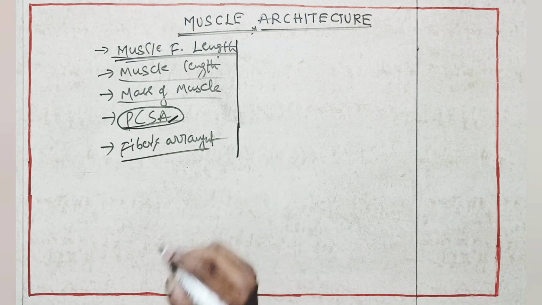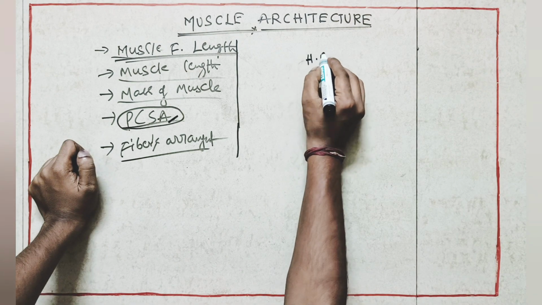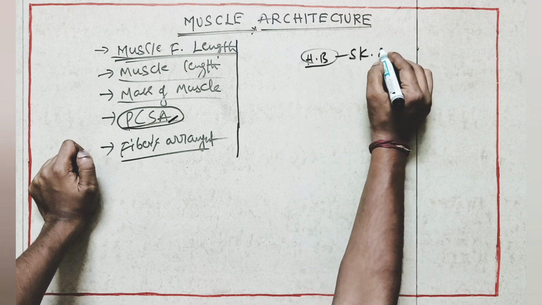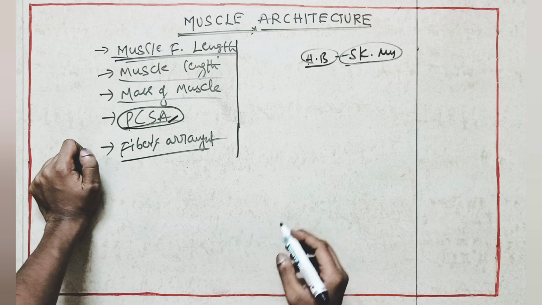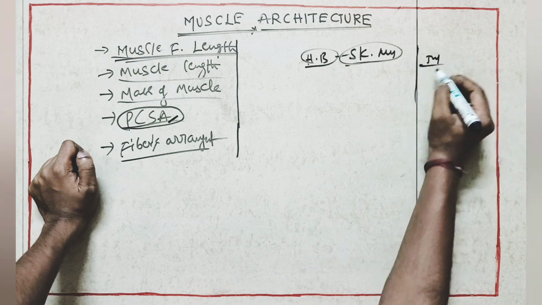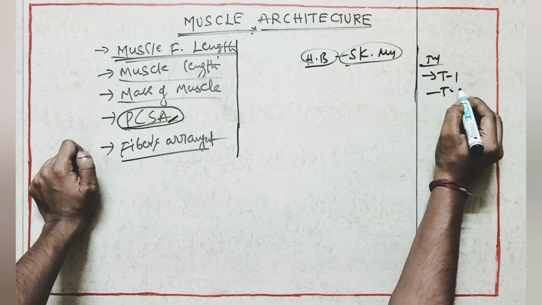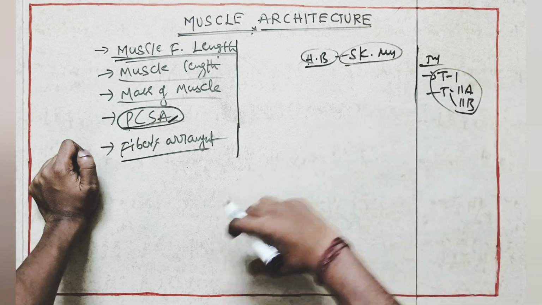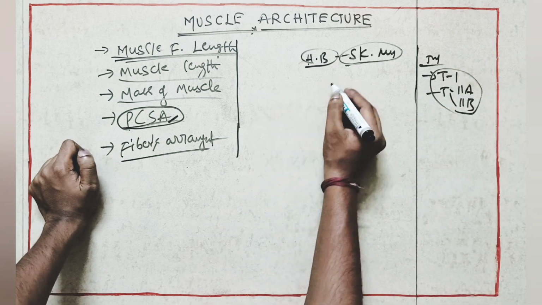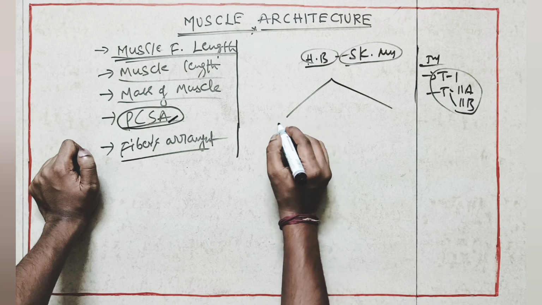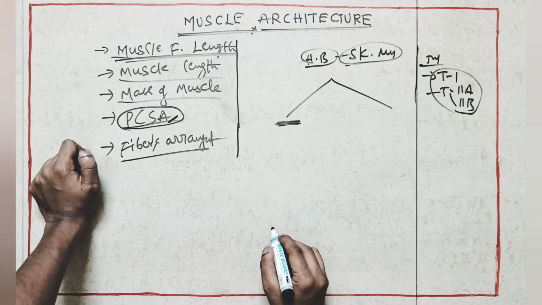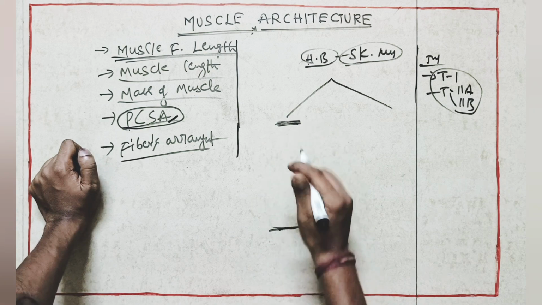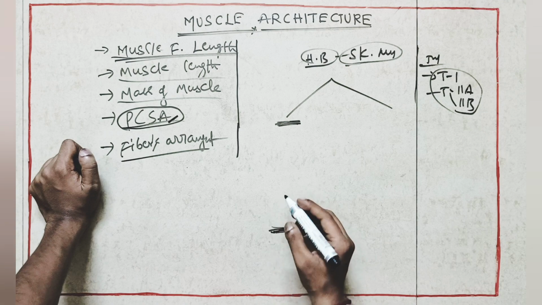In our human body, these skeletal muscles have fibers arranged in certain ways. We know the types of fibers here: type 1, type 2A and type 2B. So how are these fibers arranged inside the muscle? Here we have two variations. If this is one bone, between these two bones we will have one muscle.